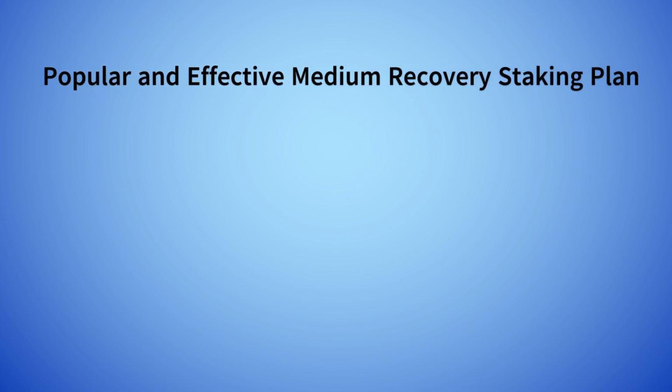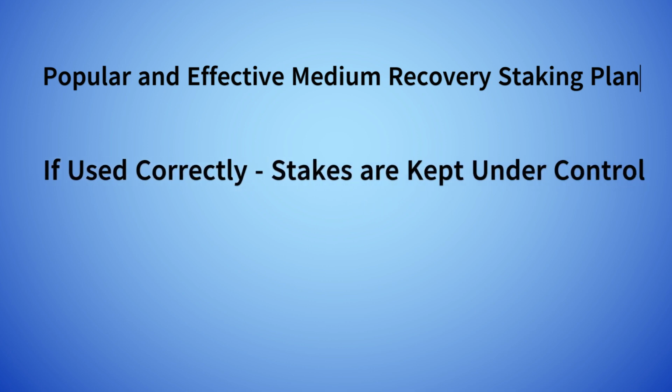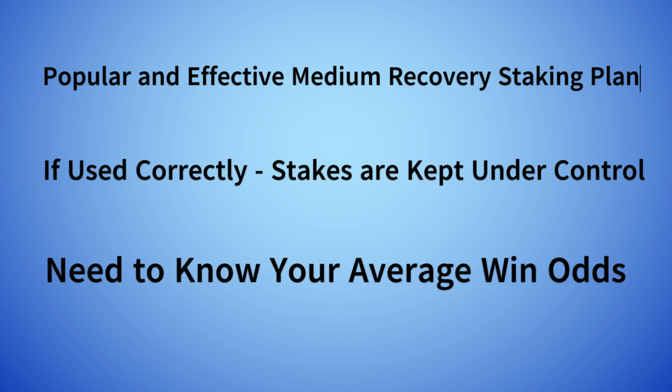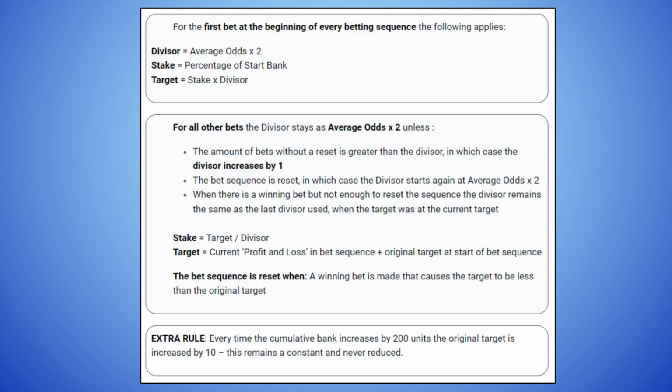The retirement staking plan requires you to know the average winning odds of your selection system. This is because we use average winning odds to set our series target and divisor. Note, the average winning odds we use in TSM are the average winning decimal odds minus 1. This is the set of rules that TSM uses. We will refer back to these as we go through a working example.